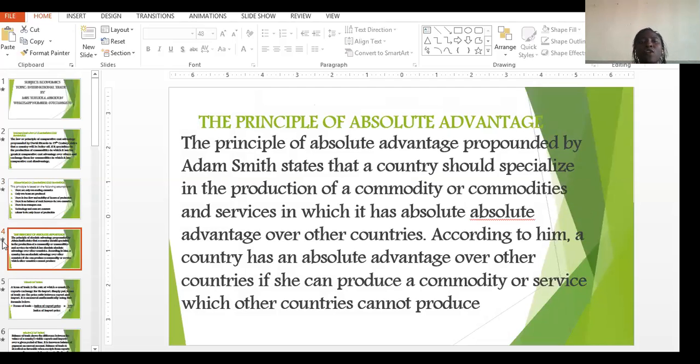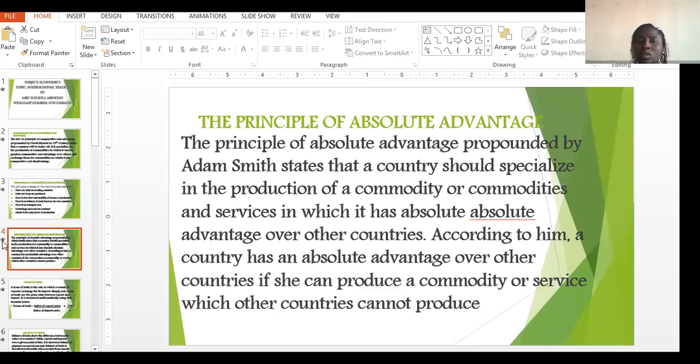Now, the difference between the comparative cost advantage and absolute advantage is that in the comparative cost advantage, Ricardo is saying that specialize in the area where you are good and don't struggle in area where you are not good. Leave it for those that are good, and then you exchange your commodities. But absolute advantage propounded by Adam Smith says that specialize in the production of goods in which you are the only one that can produce it. No other countries can produce it, and then you'll be able to sell to them.